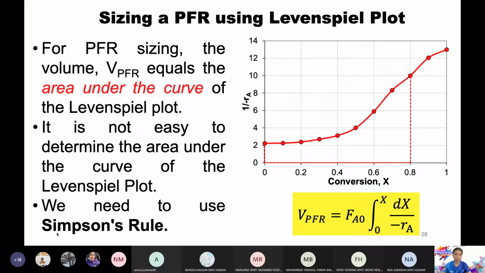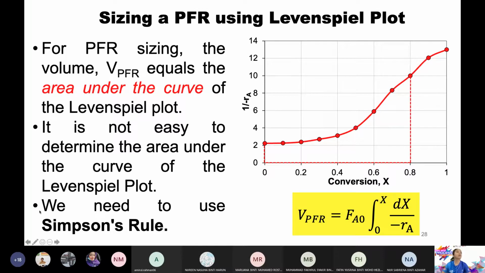One. Second, but PFR is harder to calculate because PFR now is an integral equation. Volume PFR kan sama dengan FA0 in bracket, not in bracket, integrating from 0 to X, dX per minus RA. So kamu dah tak boleh solve sebarangan sebab dia sekarang melibatkan integral, pengamiran. Okay, now. But again, I told you plot tu lebih senang untuk kamu imagine area dia. What do I mean? Imagine volume dia.